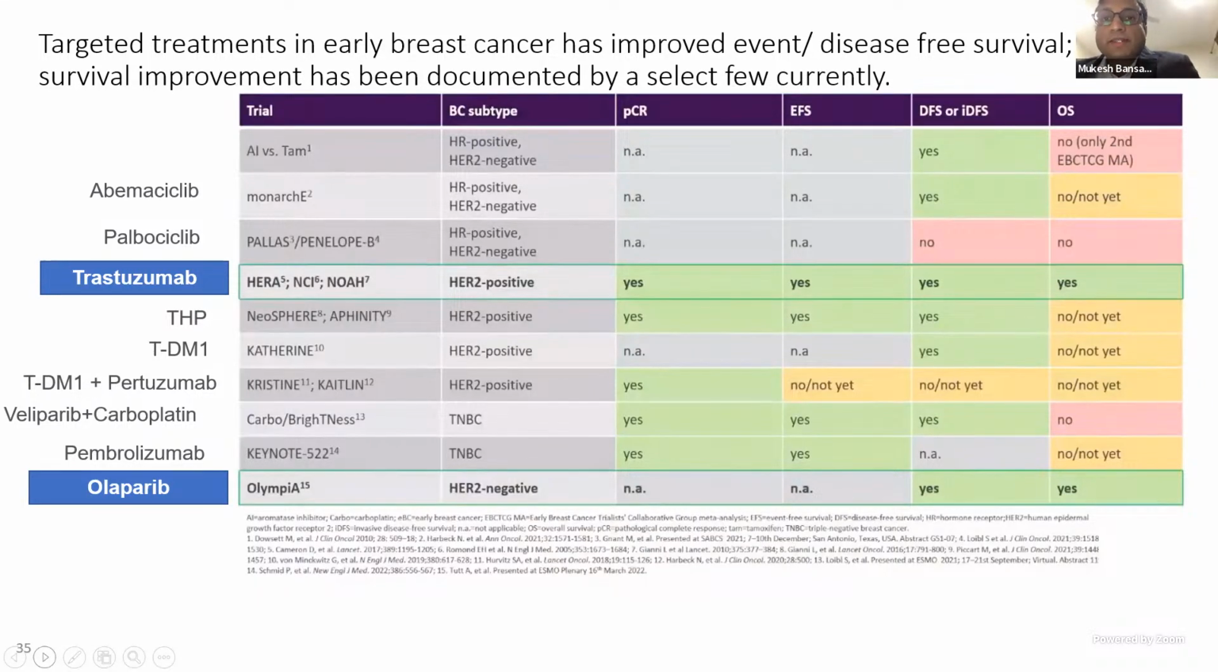Other drugs like TDM1, pertuzumab, pembrolizumab, and addition of platinums in triple negative breast cancer, they have the pCR or EFS data or DFS data, but overall survival data is only for trastuzumab and olaparib in the targeted groups. Next.